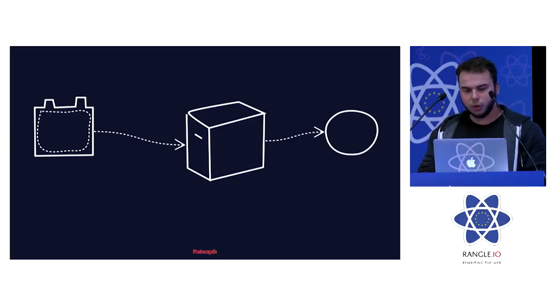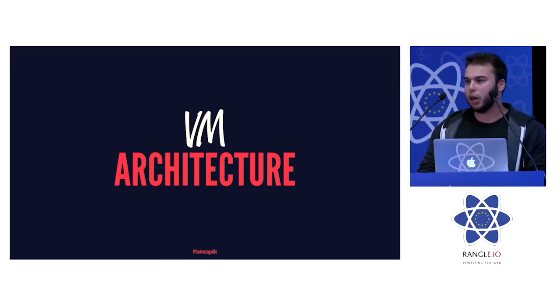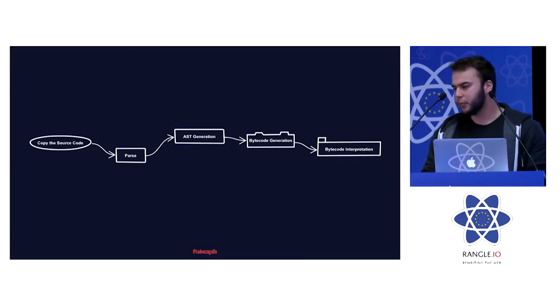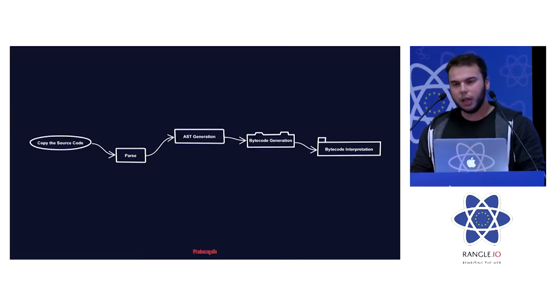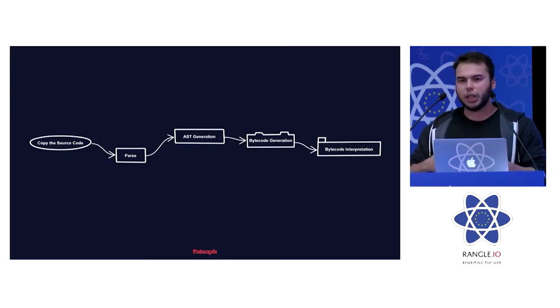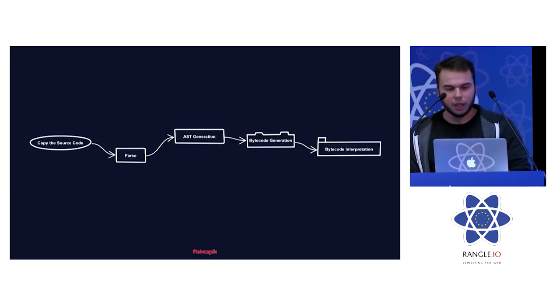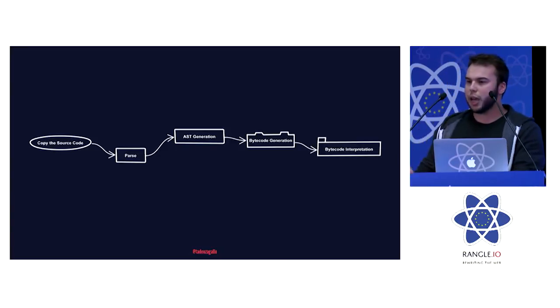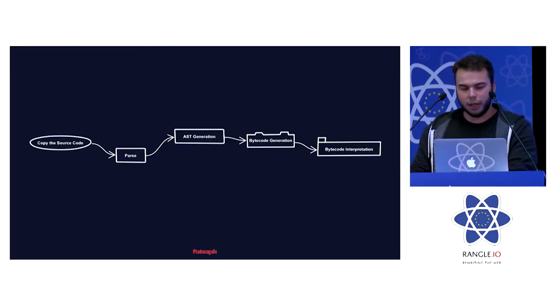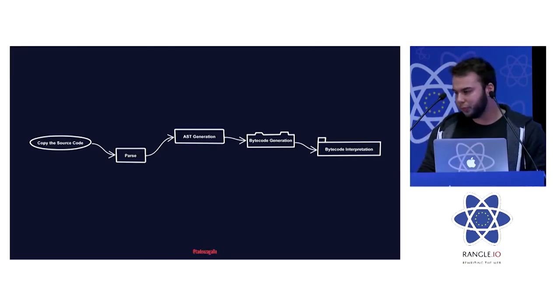In order to do that, let's look at what the VM looks like. What's the process that the VM goes through to run your JavaScript? The basic idea is that you give the VM some source code. First thing it does, it copies the source code, then it will parse it and generate the abstract syntax tree, and then from that it will generate the bytecode that JSC executes, its own bytecode, and then it will execute or interpret it.